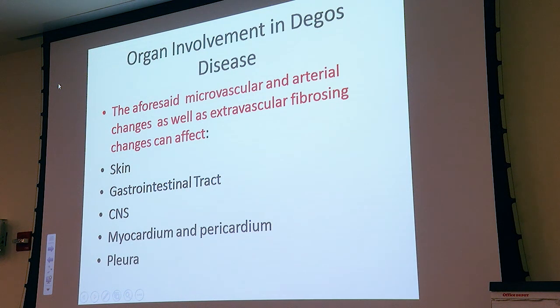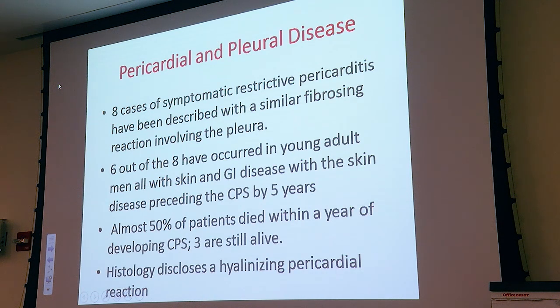Now, of course, these microvascular and arterial changes, as well as the extravascular fibrosing alterations, can affect other organ sites, really any organ, actually. And we've had the opportunity of studying 2 patients that have had pericardial disease, the most recent one being Ernie, and that prompted me to review the literature on pericardial disease in the setting of Degos disease, and it's actually quite rare in terms of what is reported in the literature.